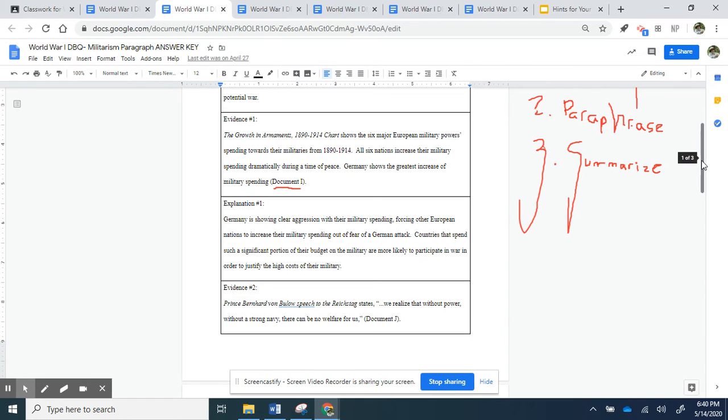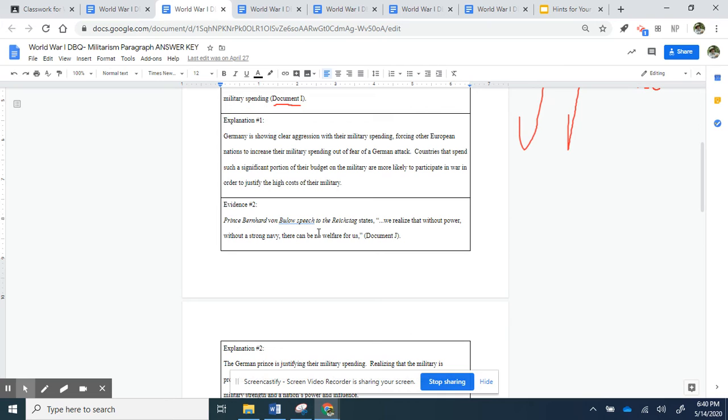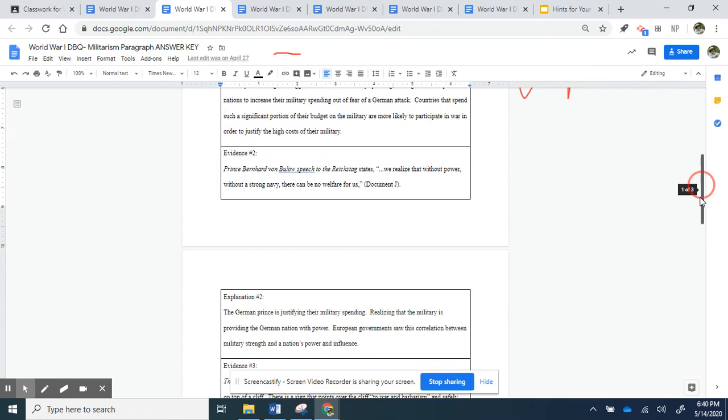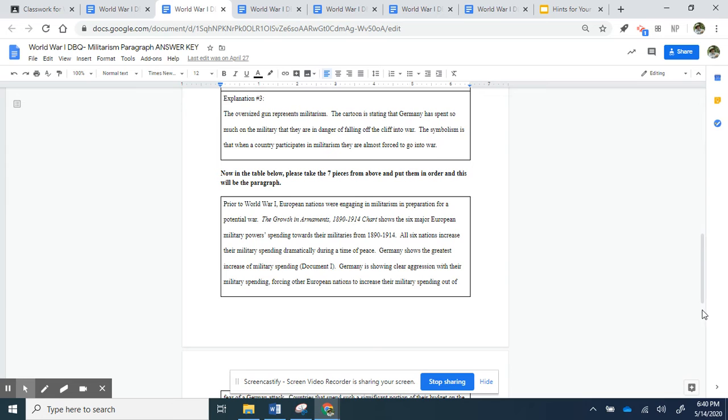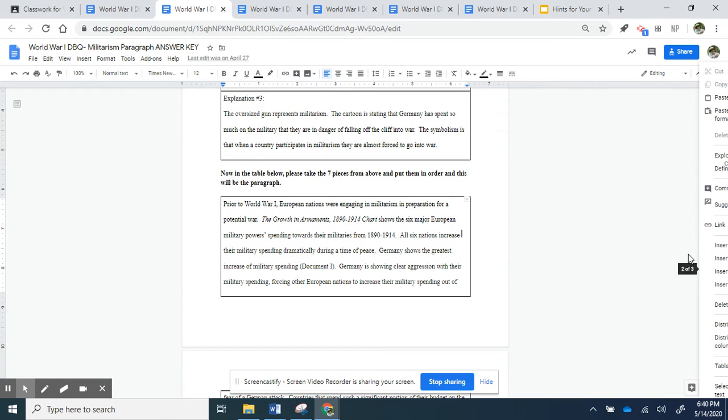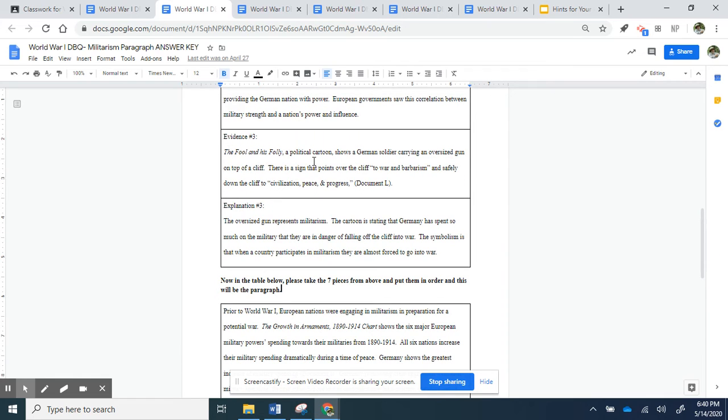Same thing, evidence 2: we introduce the name of the document. This is an example of a direct quote. It's just one sentence introducing the evidence. Then we explain how that evidence helped cause World War I. Shooting down, this is a political cartoon for evidence 3. We close the document once we finish summarizing it, and then we explain it.